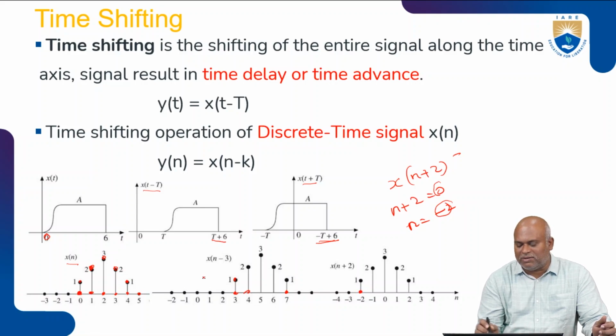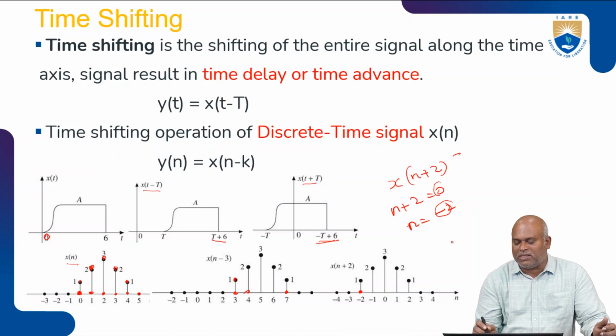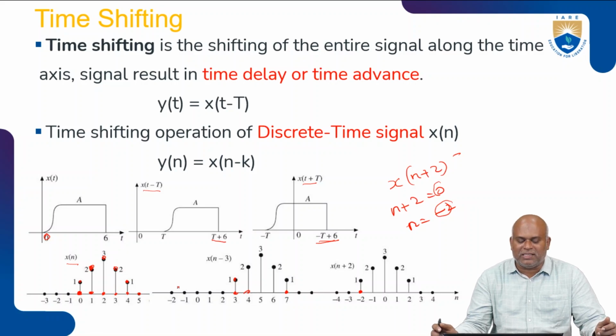Then the first one is going to be shifted to another position, that is minus 1. Then the second position is going to be shifted to the 0th position. Minus 2 position is going to be shifted in advance. So this is represented as a time shifting operation of a continuous time as well as a discrete time signal.